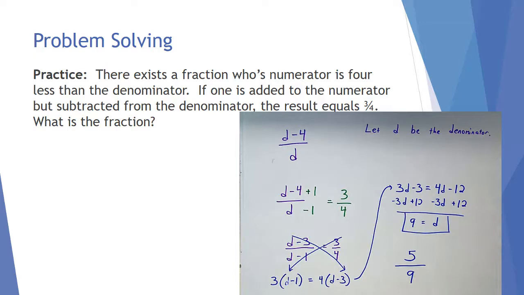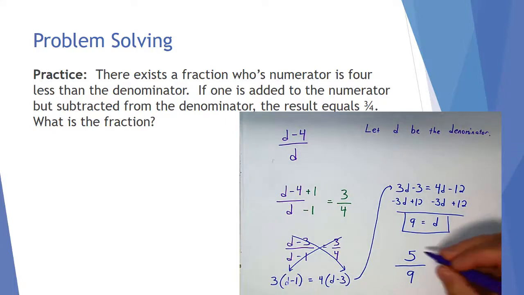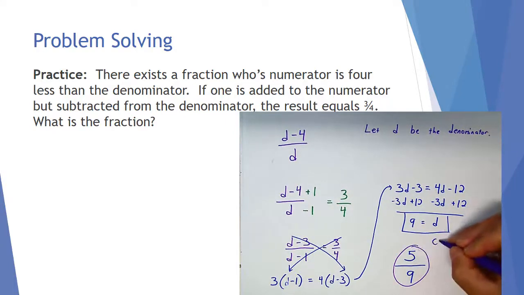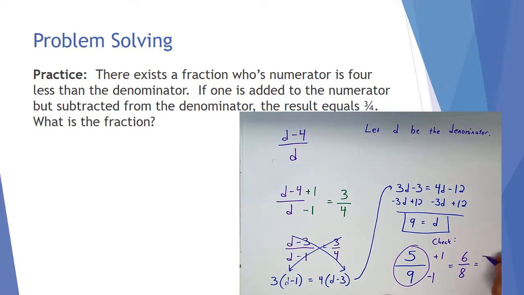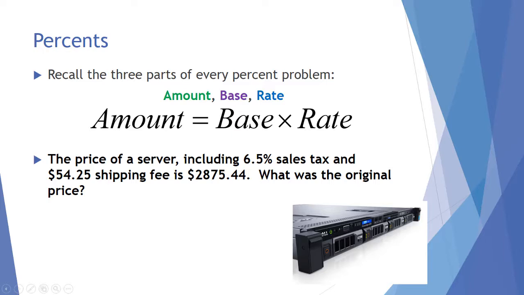Now to check that, we were told that if we add 1 to the numerator but subtract it from the denominator, we get 3/4. So that's our answer, but if we check this, let's add 1 to the numerator and subtract 1 from the denominator. That gives us 6 over 8, which sure enough is equal to 3/4. And so we got our solution here. I hope you got that. If not, make sure that you see where your error is. You'll be doing problems similar to that in the work for today.